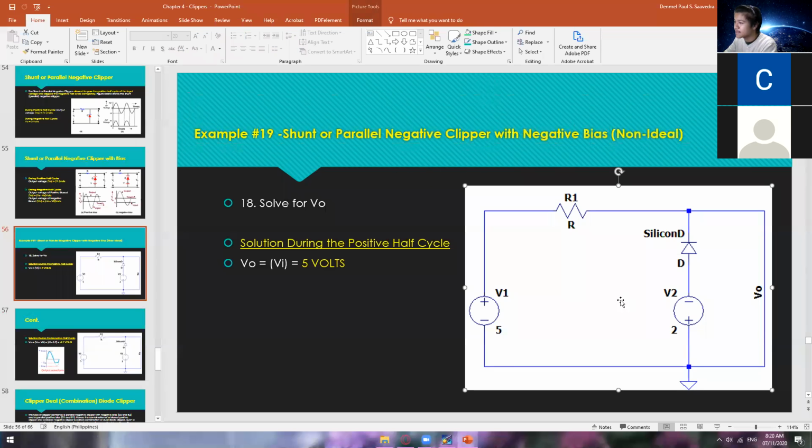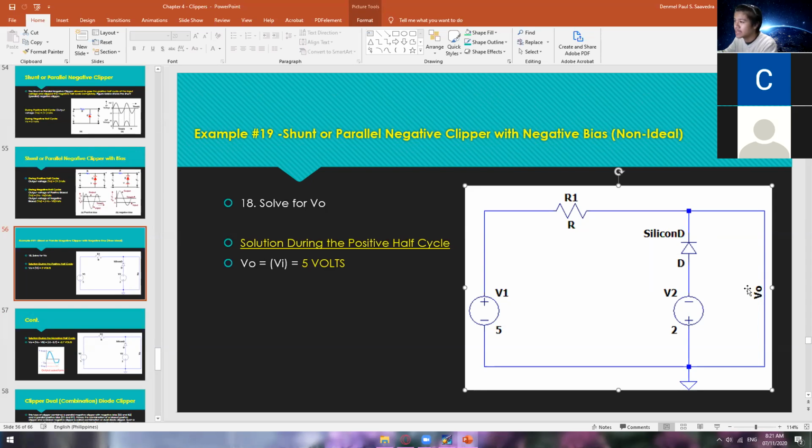So let's have a look at this one. So we have here initially a positive half cycle. So positive is connected to the negative side of the diode, and the negative is connected to the positive side of the diode. So as a result, this diode will become reverse bias. So if this is a reverse bias or an open circuit, our V sub I now will completely flow in our V sub O. So as a result, 5 volts is equal to V sub O.